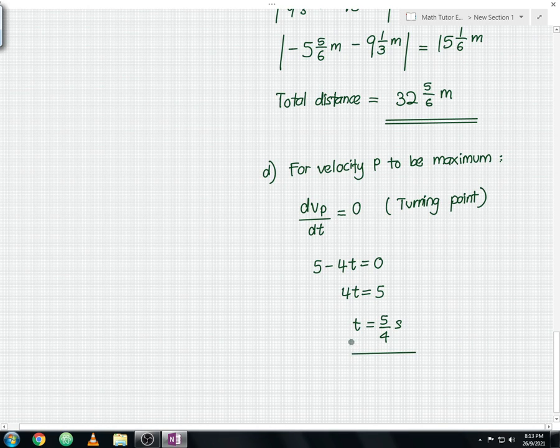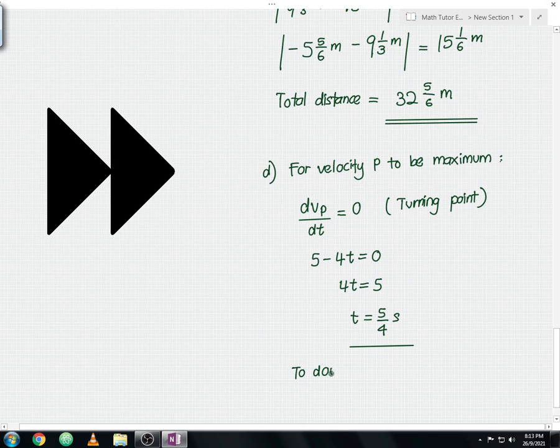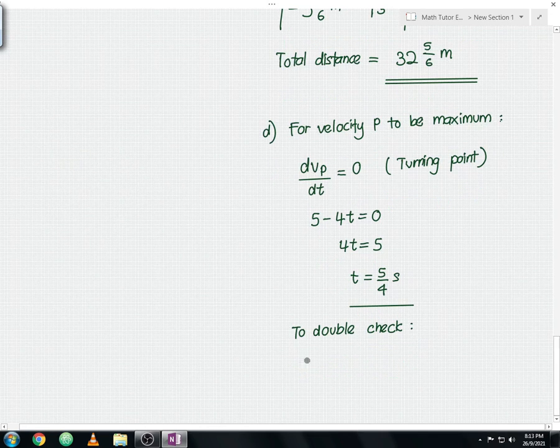So once you get the value of t, now what we're going to do is perform the double differentiation, where we differentiate this expression for a second time to double check whether this t value gives us a minimum value or maximum value. So from here to double check, d square Vp over dt square. Let me underline the fraction.